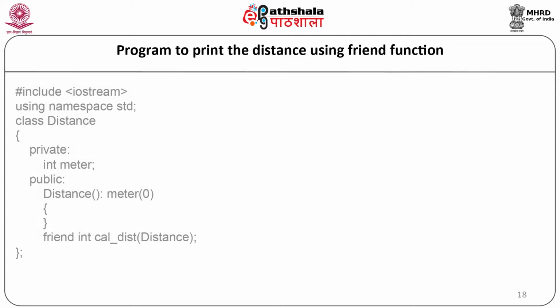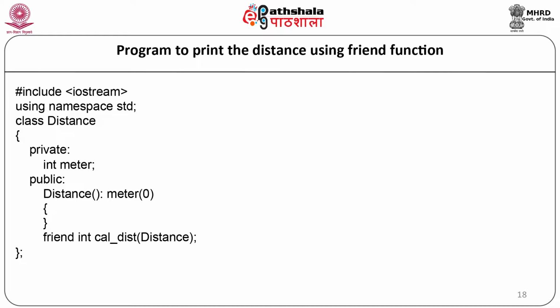Now let us see a simple program to print the distance using the friend function. We will start with the program: #include <iostream>, using namespace std. Now here we are going to declare the class as Distance. Inside this we will have one data member as private, int meter. In the public section we will first have the constructor Distance. Here we are going to assign the value 0 to meter, and our constructor will end.